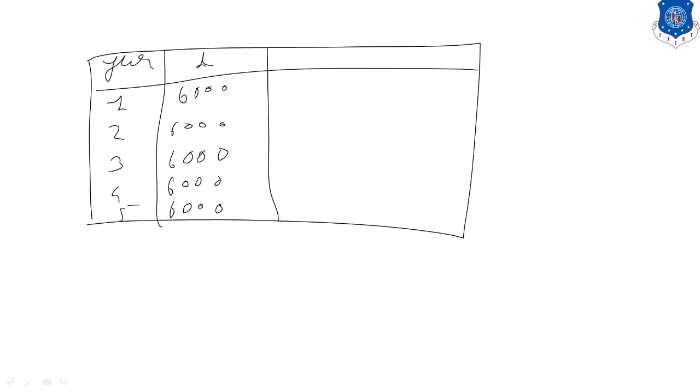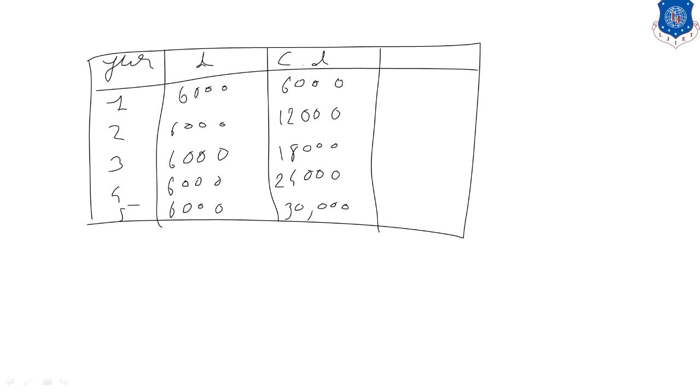Then cumulative depreciation can be given by 6,000, then 6,000 plus 6,000 which makes 12,000, 12,000 plus 6,000 which makes 18,000, 18,000 plus 6,000 which makes 24,000 and 24,000 plus 6,000 which makes 30,000. Now we have to find the book value for each year.